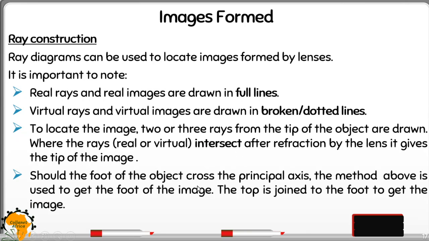When the object is crossing the principal axis, then to get the foot of the image, we draw 2 or 3 rays from the foot of the object, and where those rays intersect after refraction, it will give us the foot of the image. Now to get the height of the image, you need to join the top and the bottom or the foot, and then you are able to get the image.